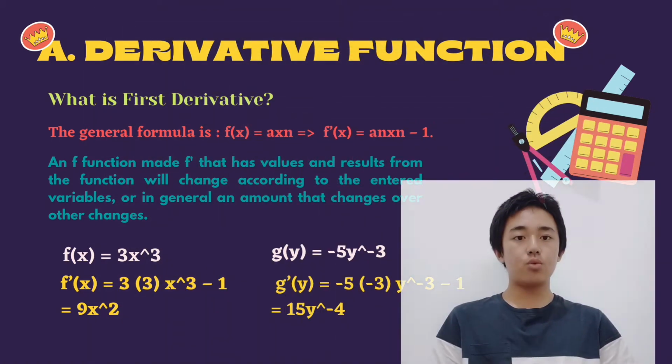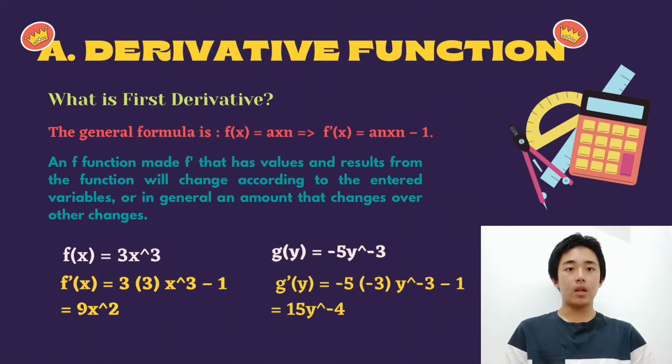Alright, since we already know the general formula of the derivative function, that is f(x) equals ax^n, and the derivative of f(x), or f prime x, equals a n x^(n-1), where n is the power of the number. So here are the examples.